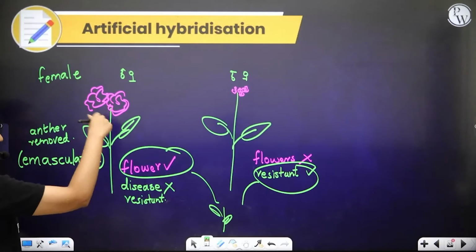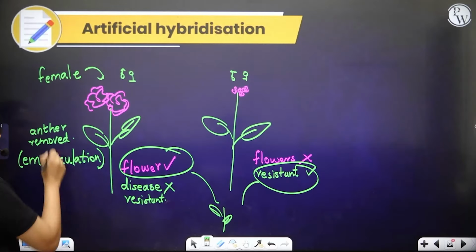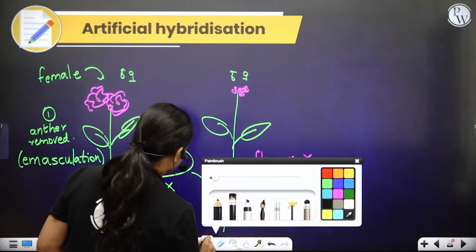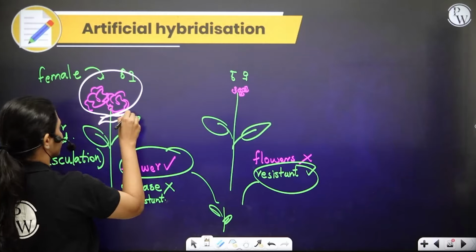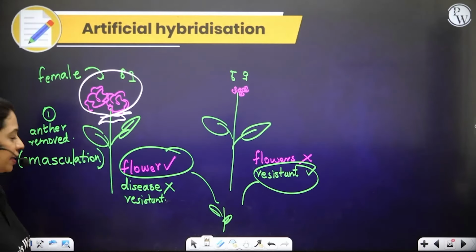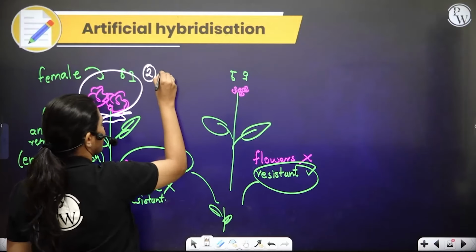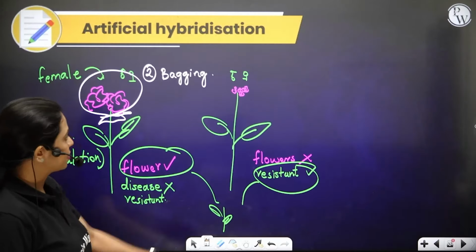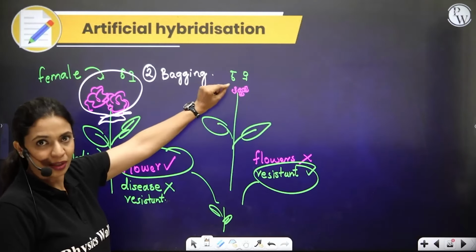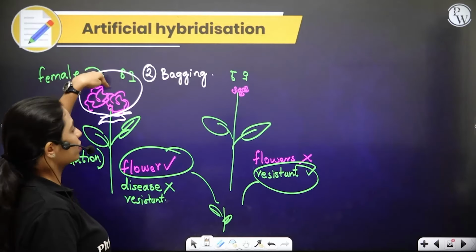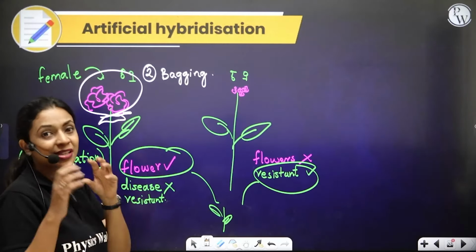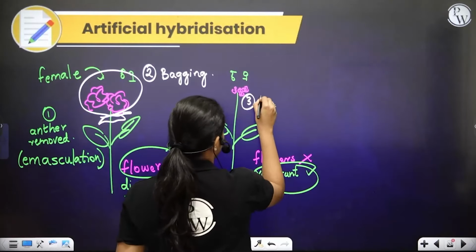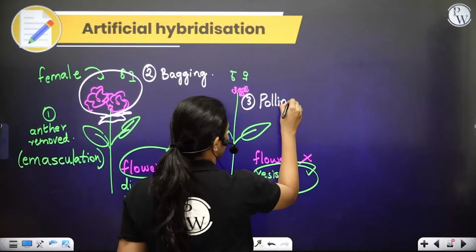So this flower, which is designated as female, has the anther removed by a process called emasculation. After the anther is removed, this flower is covered with a polythene bag, so that unwanted pollen will not contaminate this flower. So the second step is bagging. Next, you take pollen grains from the anther of this flower, and dust the pollen grains onto this flower. Remove the bag, dust the desired pollen grains on top of this flower. That is called artificial hybridization, or pollination performed artificially.